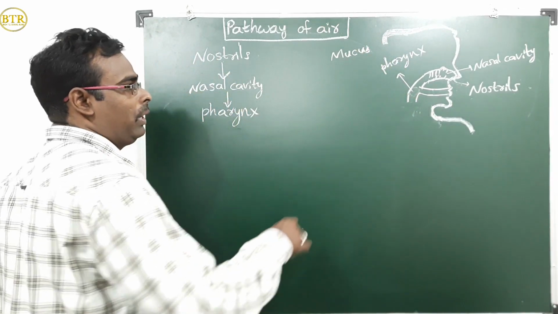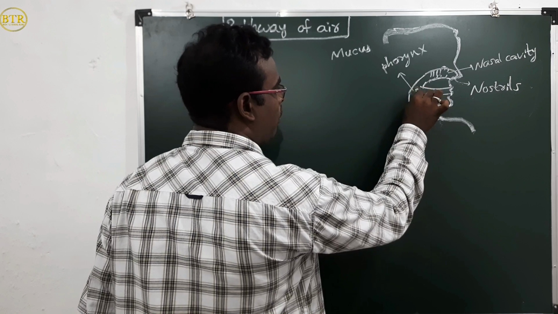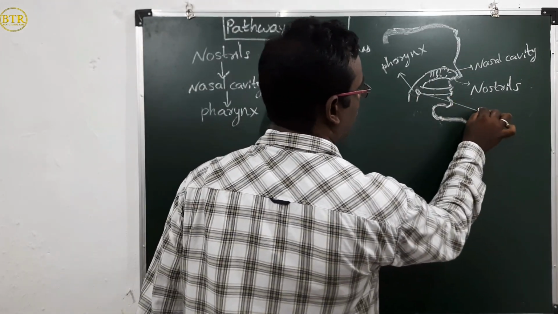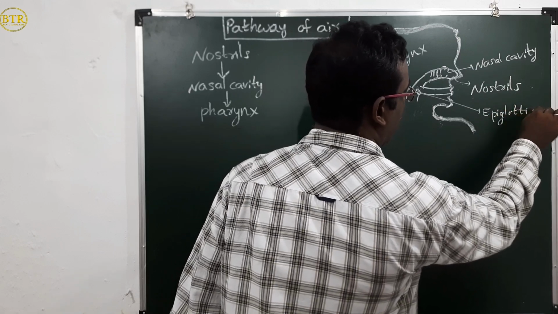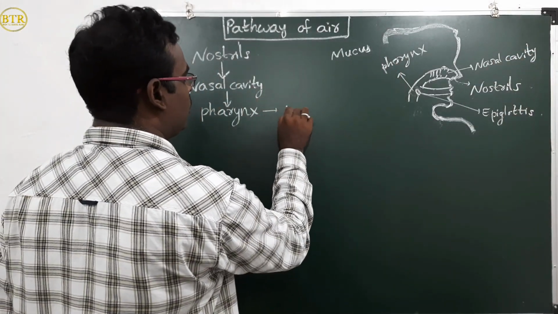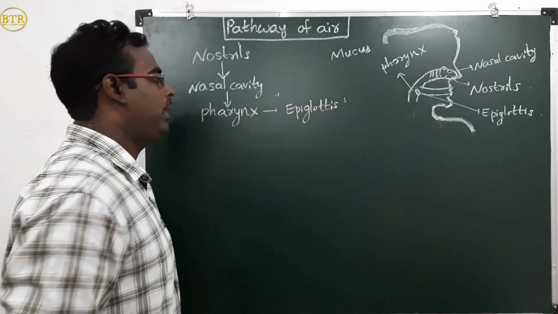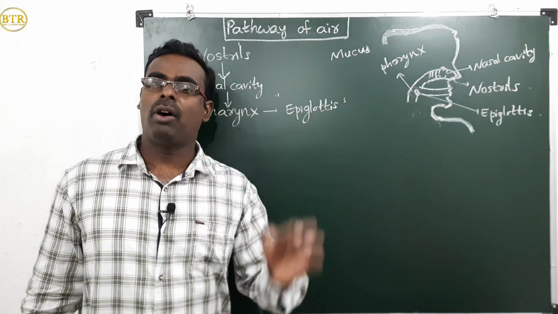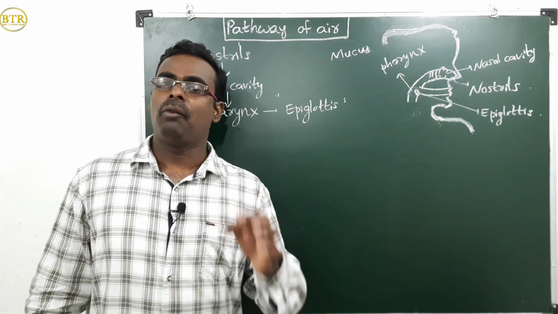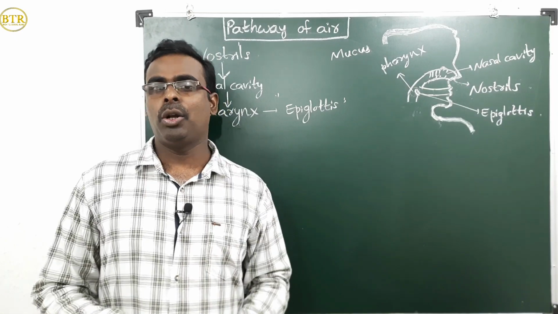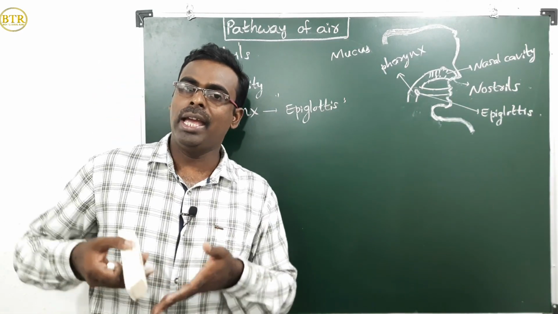Here, at the place of the pharynx, one muscular flap-like valve is present. It is called the epiglottis. What is the epiglottis? A flap-like muscular valve present in the pharynx is called the epiglottis. What is the function of the epiglottis? The epiglottis controls the way of food into the stomach, and it controls the way of air into the lungs.